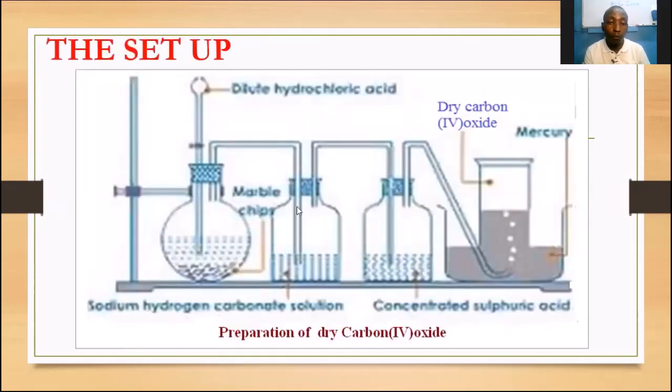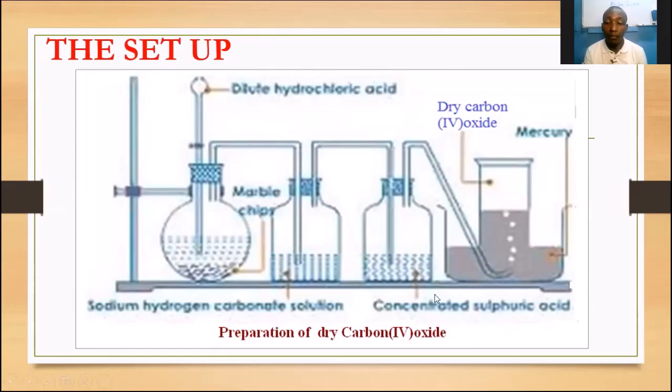The setup for this one: we have the first chamber with dilute hydrochloric acid from a dropping funnel. The round bottom flask has the marble chips, calcium carbonate. Then the second one has sodium hydrogen carbonate. In case I do not have that, I can use water. The reason is that hydrochloric acid gives out fumes of HCl gas, so they are absorbed by sodium hydrogen carbonate. If I don't have that, I can use potassium hydrogen carbonate, or water.